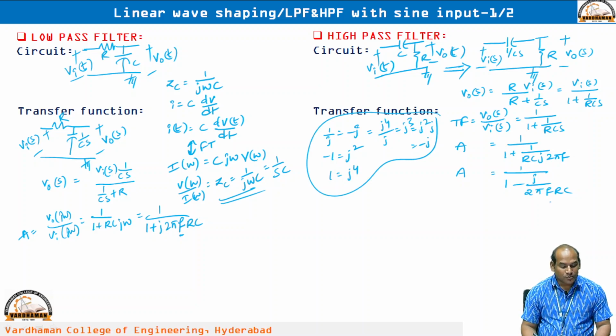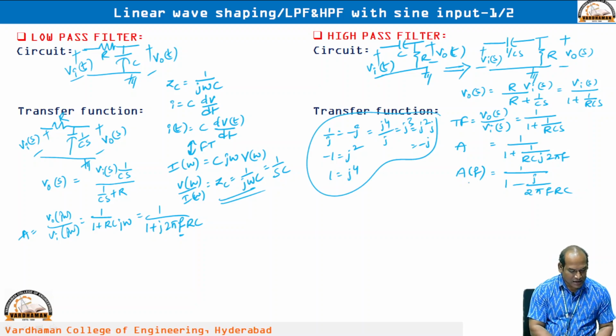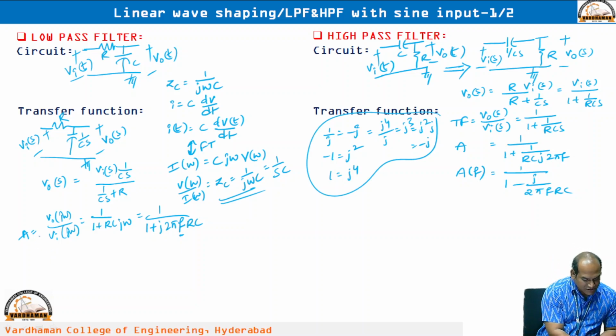And at this moment, as I said earlier, I have understood that gain is a function of the frequency. So, you can represent it like A of f, and here also you can represent it with A of f.